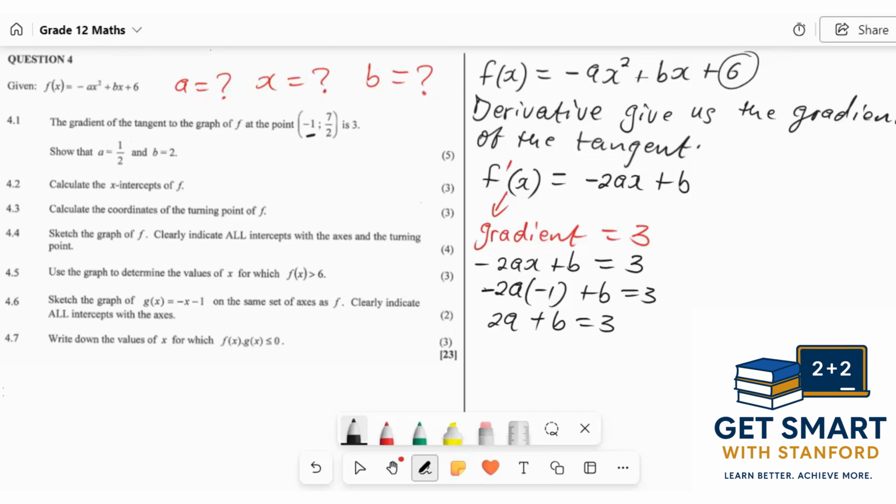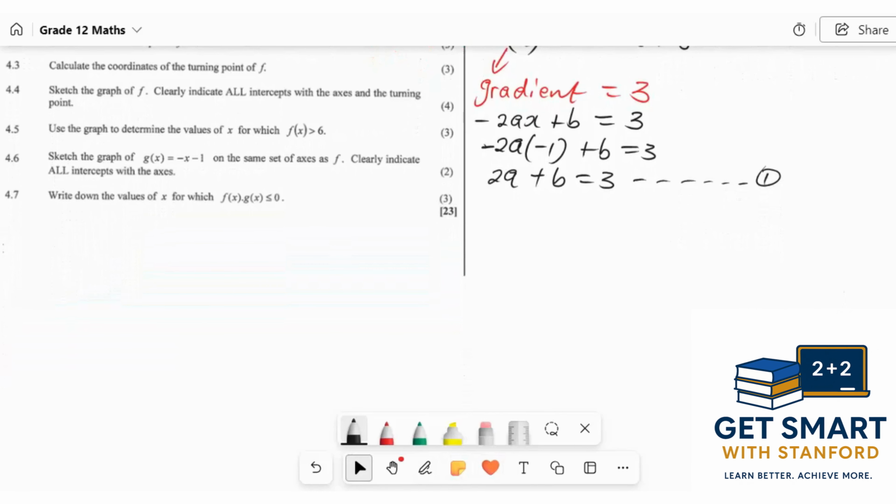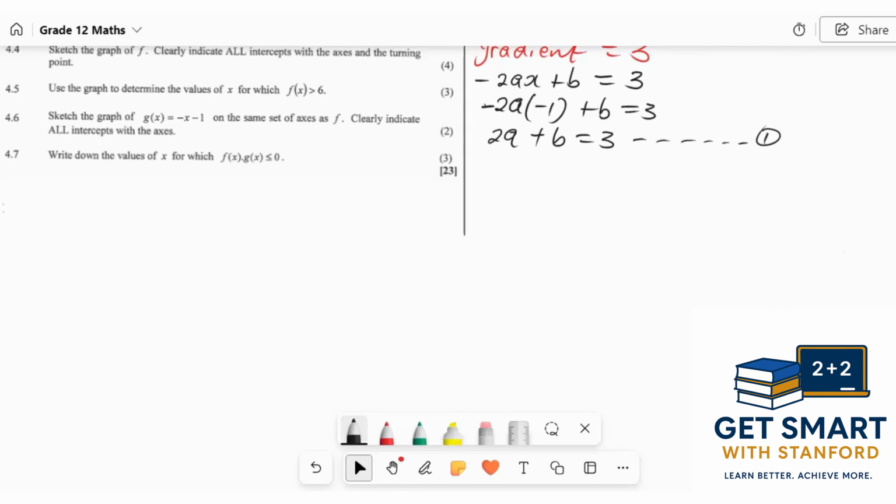Because we've got a lot of unknowns, we are going to solve these simultaneously. We're going to have two equations. Let's use this as equation 1. Now I'm going to show you the second equation. Let's just put this one on hold.